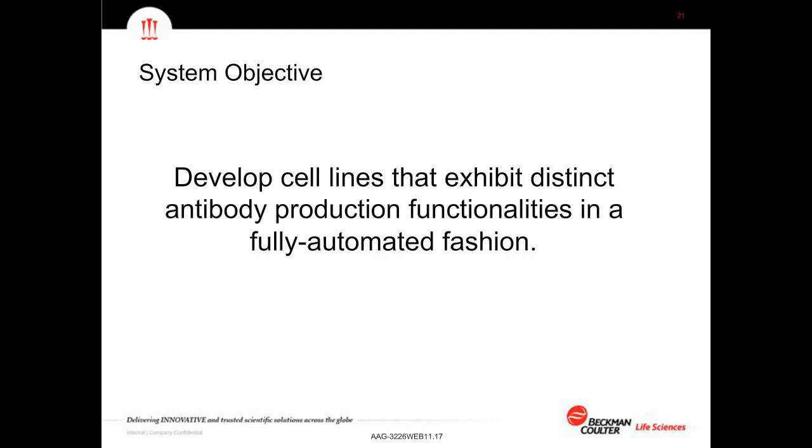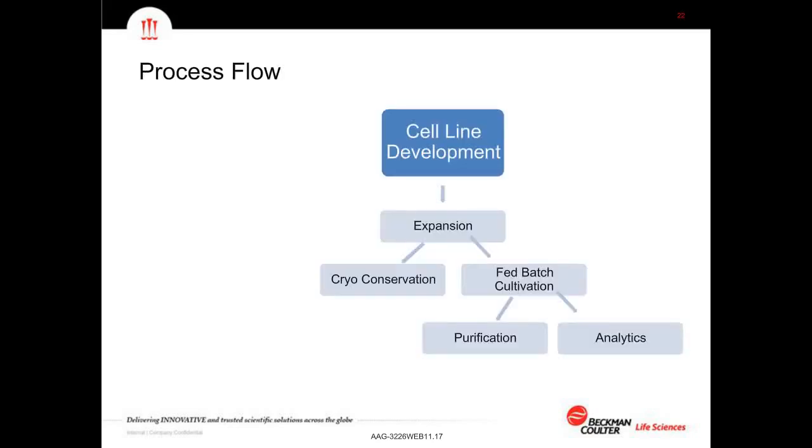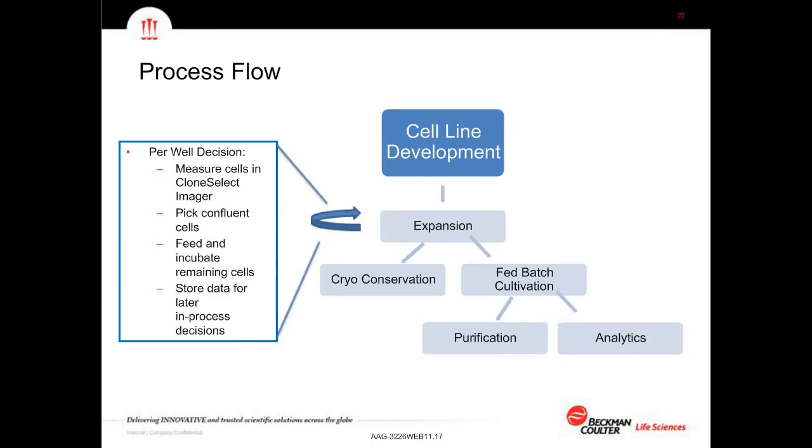The process that the customer has here, broadly speaking, is that they are going through a seeding process into an expansion. We are also screening during that expansion for antibody production and growth criteria. And then that can split out downstream into cryoconservation or fed-batch cultivation before going into other analytics. And actually the bit of the process that we're interested in is purely this expansion part here. That expansion part operates primarily on one of these per-well decisions that I've already mentioned, based on using a Clone Select Imager to measure confluence, and we use that confluence to drive which cells pass through in the process.